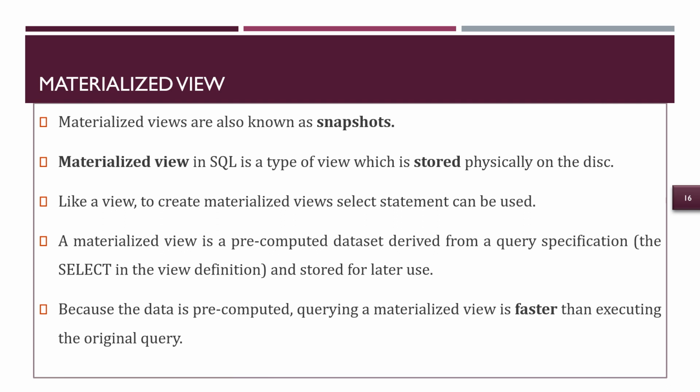A materialized view is a type of view which can be stored physically on the disk. This materialized view can also be called a snapshot, and it is a pre-computed data set derived from a query specification, and it can be stored for later use. Because the data is pre-computed, querying a materialized view is faster than executing the original query. So the major difference between the view and the materialized view is that materialized views are stored physically on the disk.